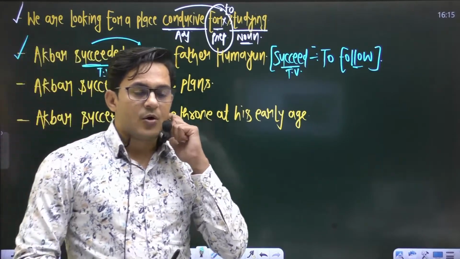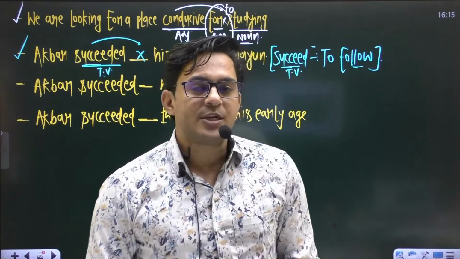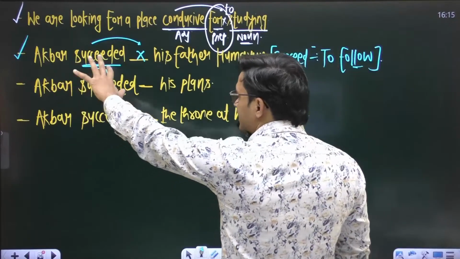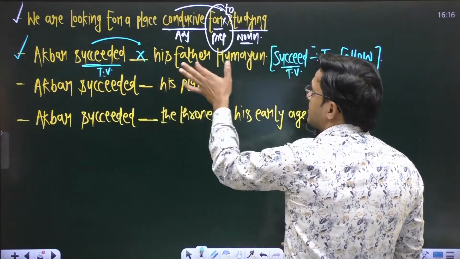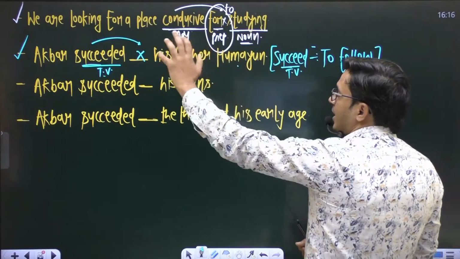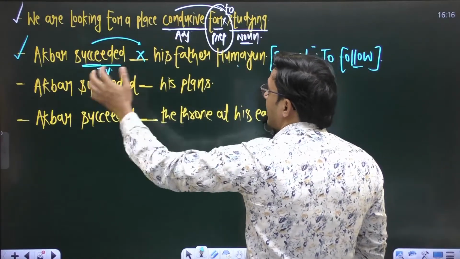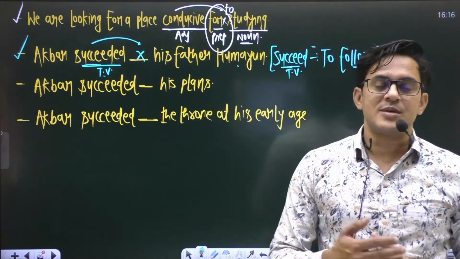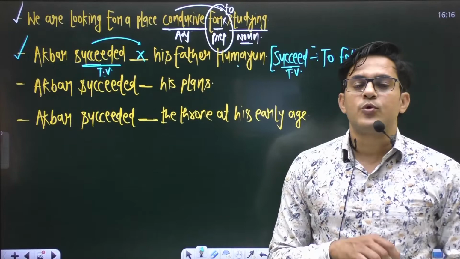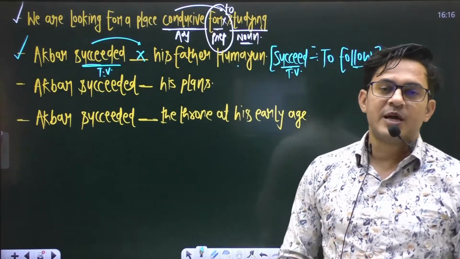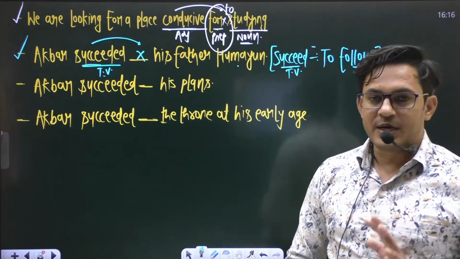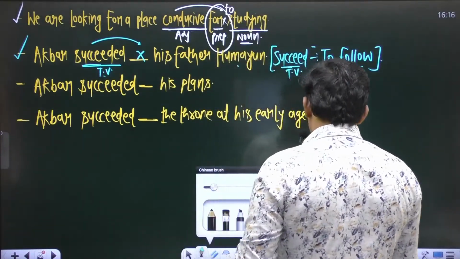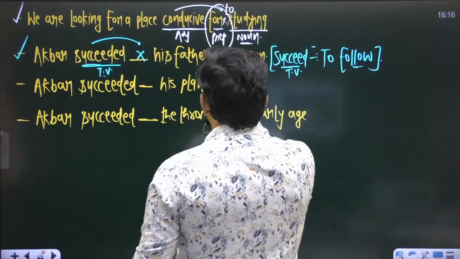Whenever the verb succeed shows the sense of to follow, like in the sentence, it is said Akbar succeeded, it means Akbar followed his father Humayun. It means Akbar became a king after his father Humayun. So to show the sense of to follow, the verb succeed will be a transitive verb, and a transitive verb never demands a preposition after that. So don't use any preposition.